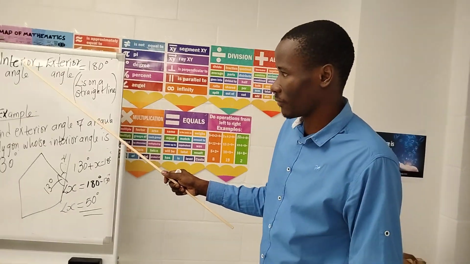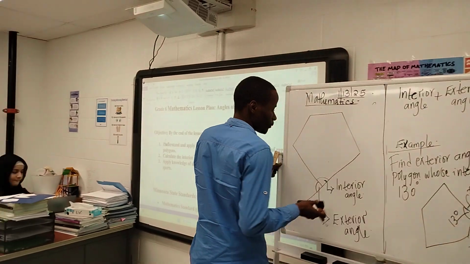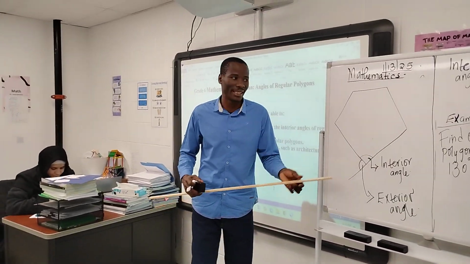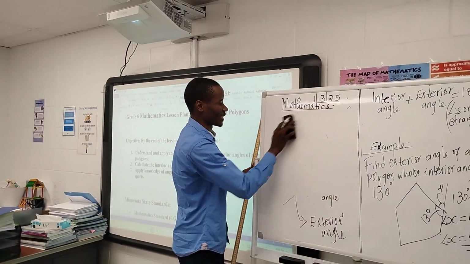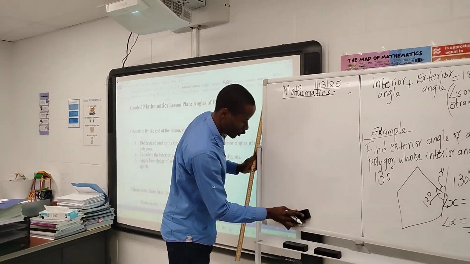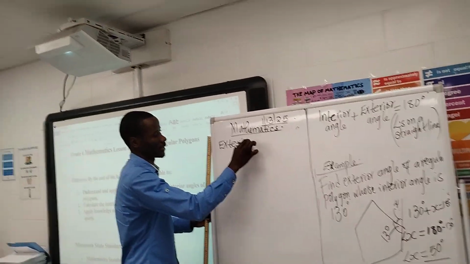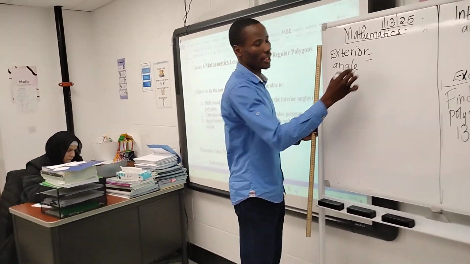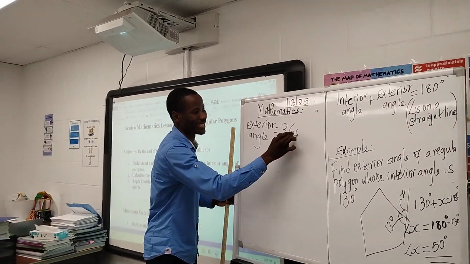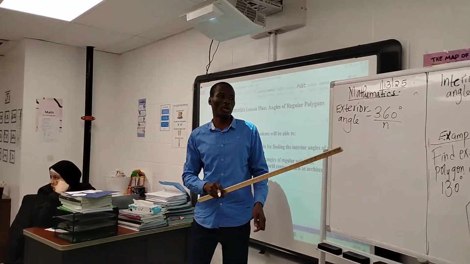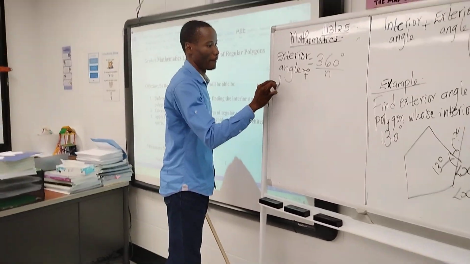Apart from this particular method that I've taught you, alternative 2 will be like this, of still finding the exterior angle. This is now the second method of finding the exterior angle of a regular polygon. This second alternative says exterior angle is equal to 360 degrees out of n. And we already said what n is, the number of sides of the polygon.